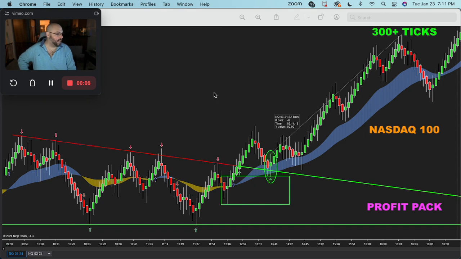Taking a look here at the Nasdaq 100 employing the infamous Profit Pack. Now, what is the Profit Pack designed to do? It is designed to help traders, whether they're new traders or experienced traders, more easily identify price action, right?